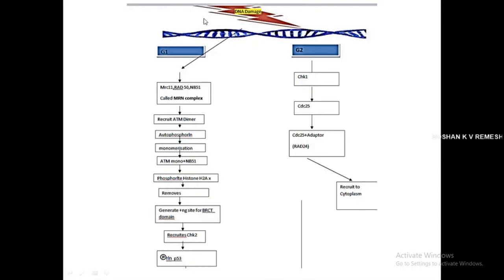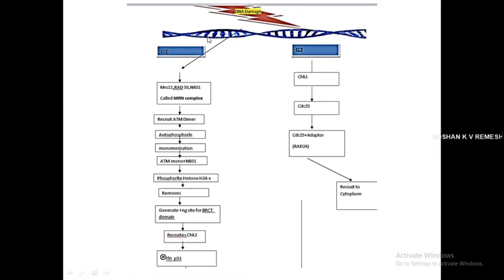We have already studied different checkpoints of the cell cycle. One was at the end of G1 phase, the other was at the end of G2, and the third one was at the middle of the M phase. But there are several other genes that are also involved in the checkpoints.